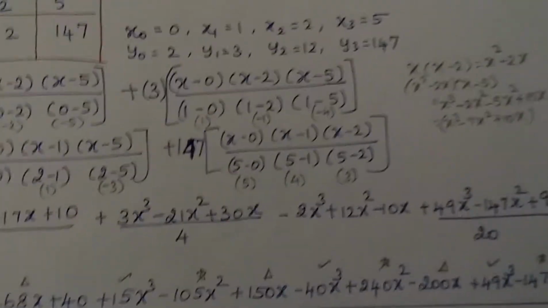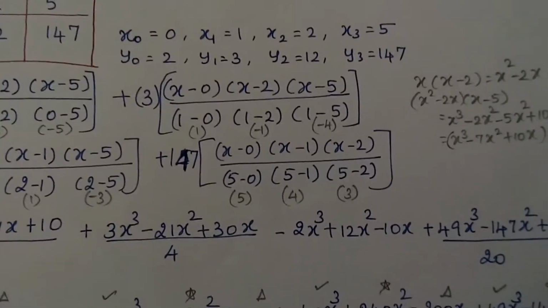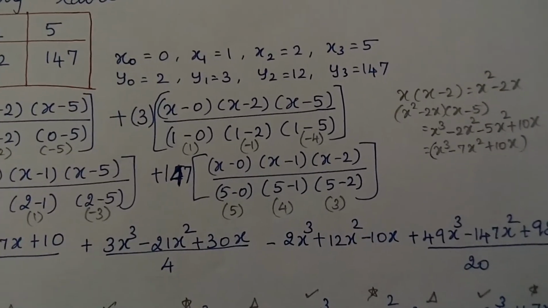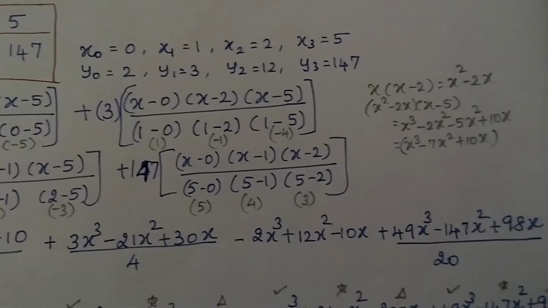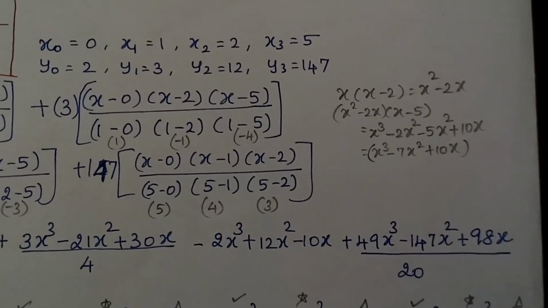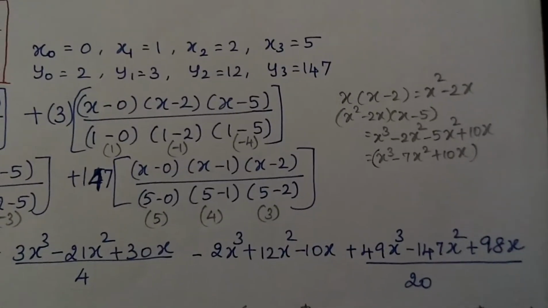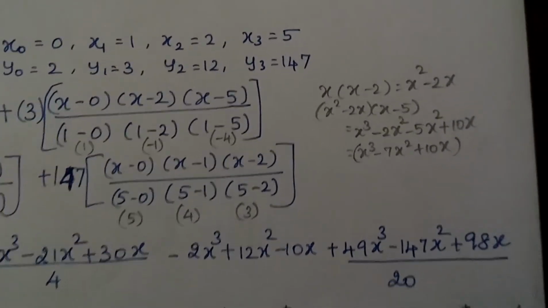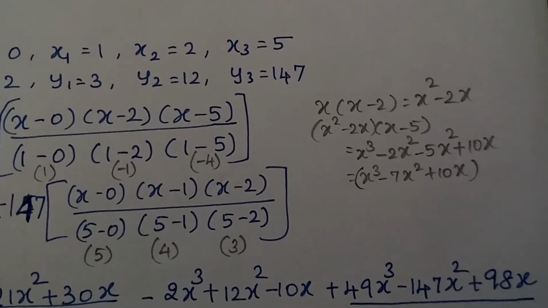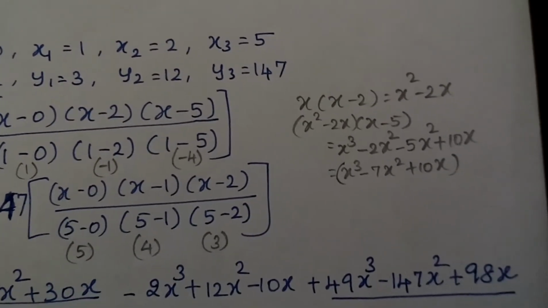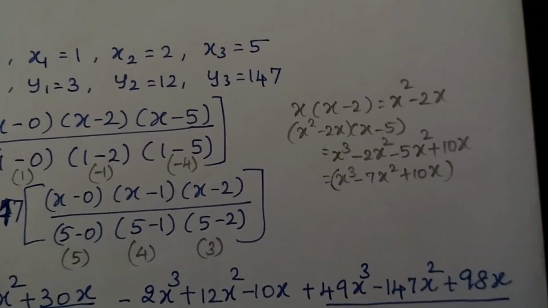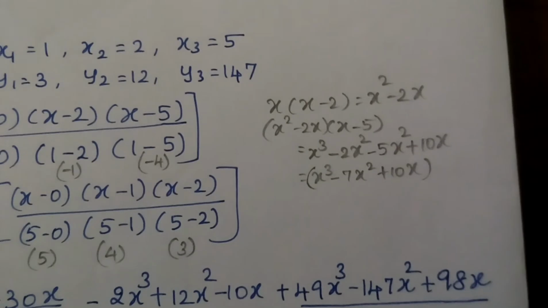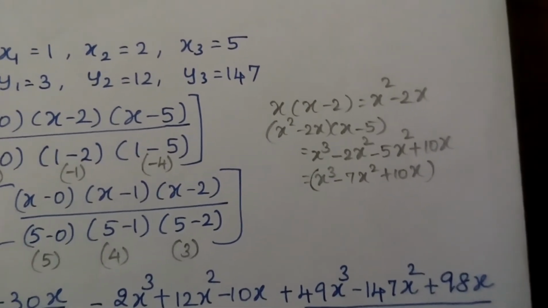In the same way, second term, plus 3 into x minus 0, x minus 2, x minus 5, over 1 minus 0, 1 minus 2, 1 minus 5. Okay, now look at the terms. X minus 0, you have to take it as x. X into x minus 2, that is x squared minus 2x. One more term we have to multiply. So x squared minus 2x into x is x cube minus 2x squared, minus 5x squared and plus 10x. That is equal to x cube minus 7x squared plus 10x.